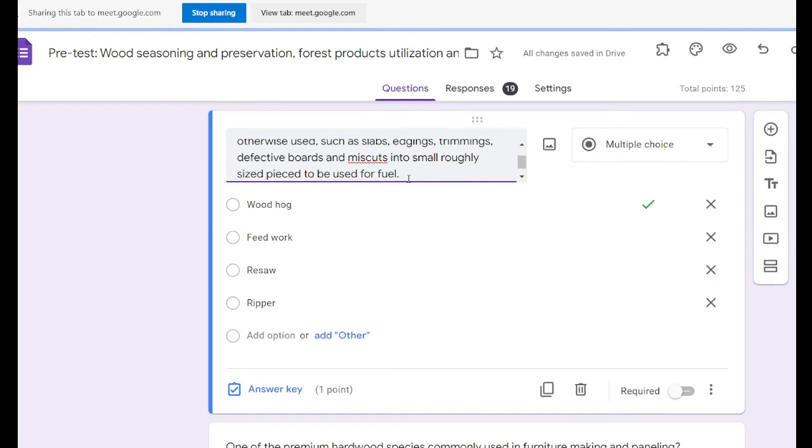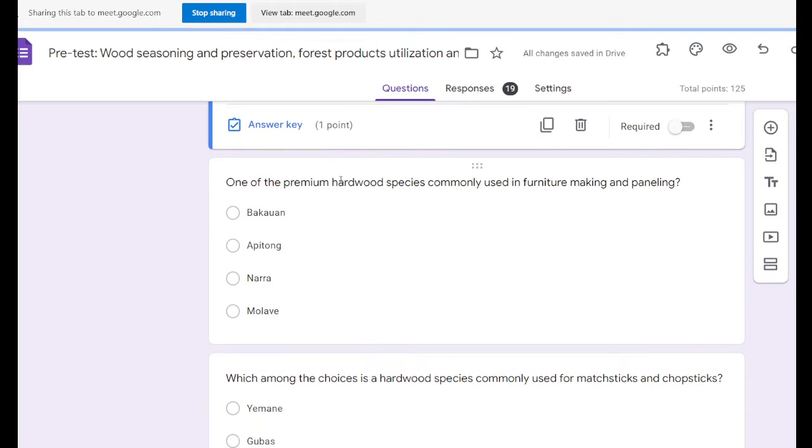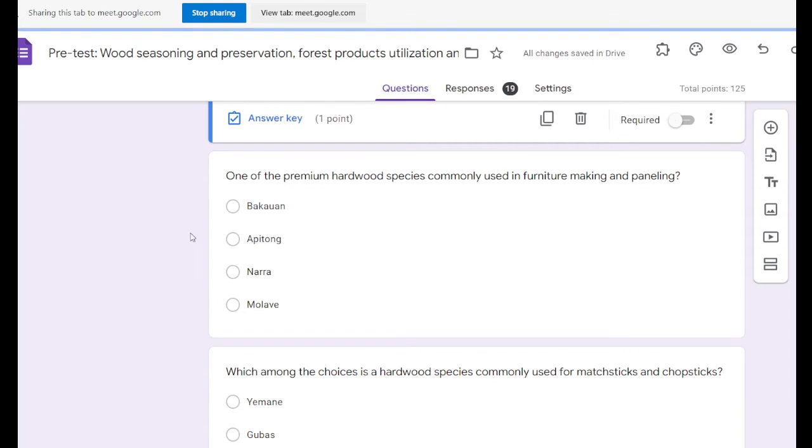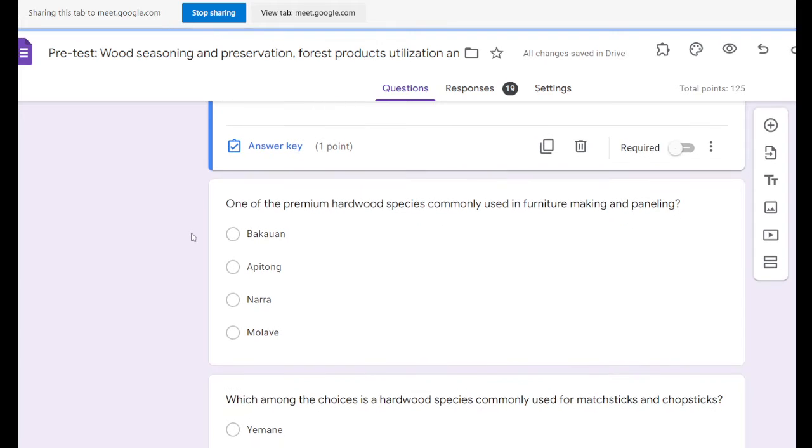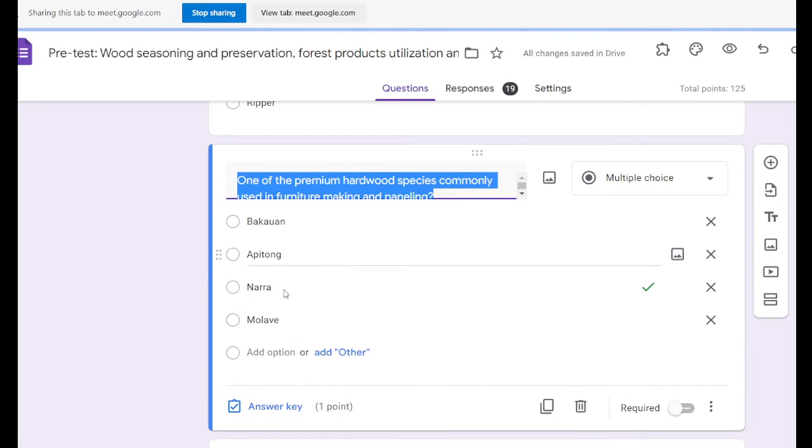Okay. Wood hog. Next, one of the premium hardwood species commonly used in furniture making and paneling. Although, for the case of this question, this is one of those types of questions which are actually outdated right now. But still, since they are found in the reviewers and even in the board exams, makita gyapon ni sila nga questions. That's why i-repeat lang gyapon nato ni sila, basin ma-encounter ninyo in the future na exams. Okay? So, one of the premium hardwood species commonly used in furniture making and paneling. The answer for this question is Narra.